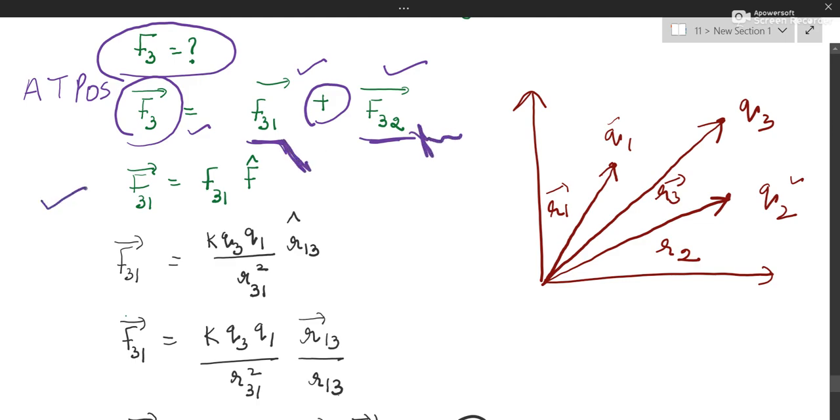Now I have taken force on third by 1. This I have written in vector form. Every vector can be written as magnitude into direction. So this is my direction. This I am opening as k, third charge into first charge, upon the third and first distance squared. And here I have written this as a unit vector. Why I have written this as a unit vector, I'll tell you here.